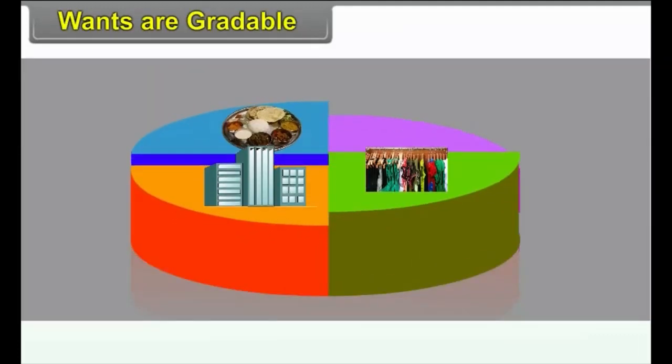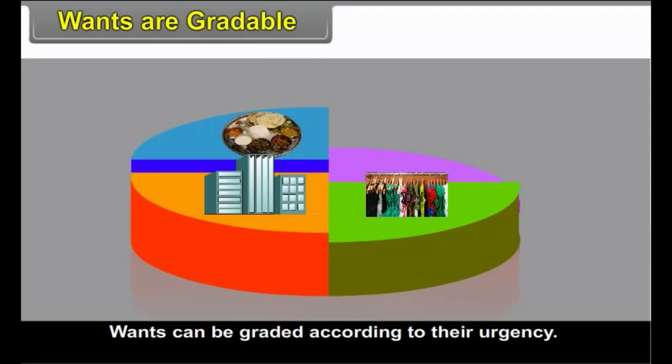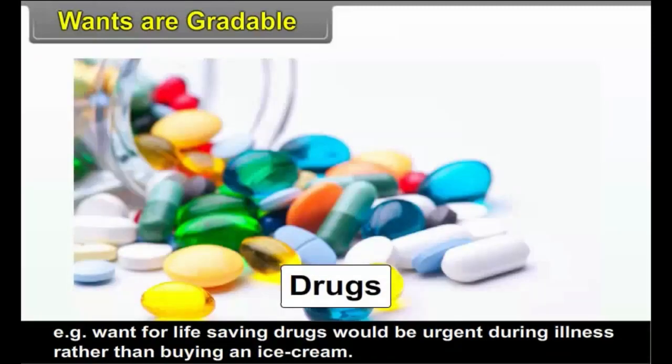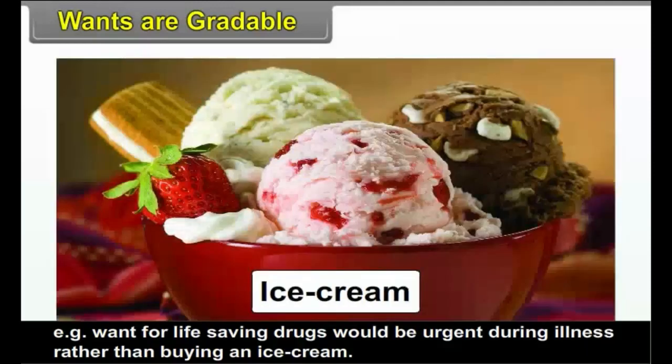Wants are gradable. Wants can be graded according to their urgency. The most important want can be fulfilled first, and the least important want can be fulfilled last. For example, want for life-saving drugs would be urgent during illness rather than buying an ice cream.